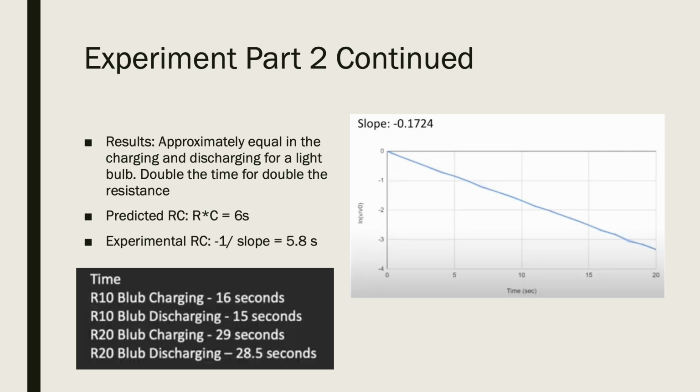and then my slope was found to be negative 0.1724. With this, I was able to find the experimental RC, which is the time constant. So we took 1 over the slope, and I found that it was 5.8 seconds, which is approximately equal to the 6 seconds that was my predicted time constant.